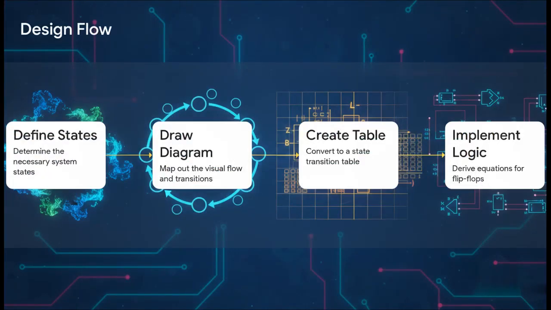All right, here is the exact 4-step mental model I want you to walk away with today. Step 1, define what states your system actually needs to exist in. Step 2, draw the state diagram to map out the visual flow and transitions. Step 3, convert that drawing into a mathematical state transition table. And finally, Step 4, implement the logic, deriving the equations to wire up your flip-flops and logic gates. Follow those 4 steps, and you have officially built a brain for your circuit.